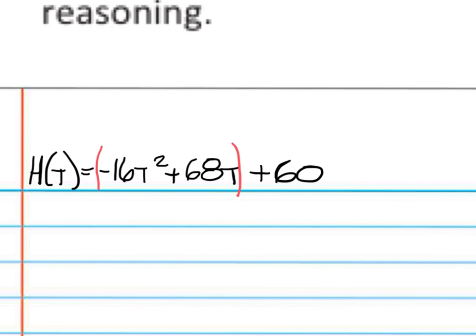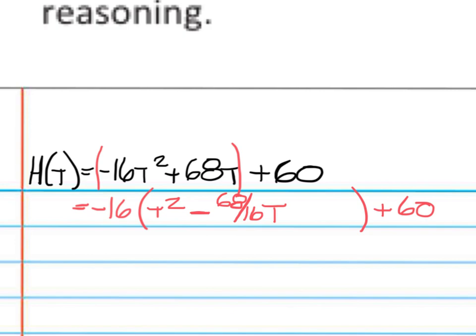And since we have an item other than a positive 1 here, what must we do with those two items? Divide them by what? Divide them by negative 16. So we have a negative 16 times, when we divide by negative 16 on the first term, we're left with t squared. When we divide a positive 68 by a negative 16, we come out with a negative answer. So we're going to put in a minus sign, and then just put 68 over 16. And we'll keep the t there. Leave a space, and put plus 60 on the right side.